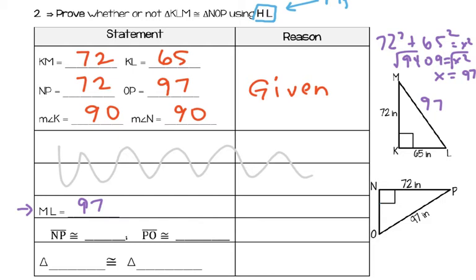And so if I look at what I have here, I have that this hypotenuse and this hypotenuse are 97. So that means that ML is congruent to PO. And so that's actually my hypotenuse. So PO is congruent to ML, and so I'm going to put that right in there. Going back to this reason right here, how did I know that it was 97? I used Pythagorean theorem.